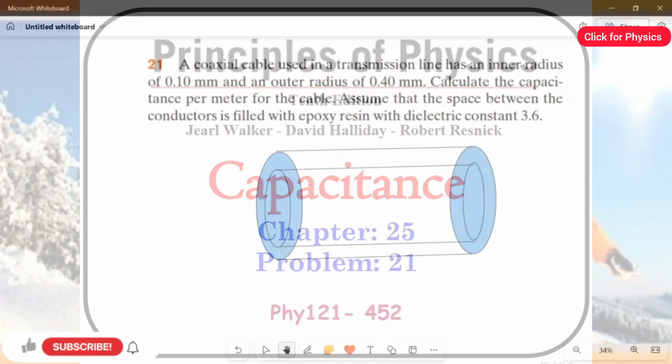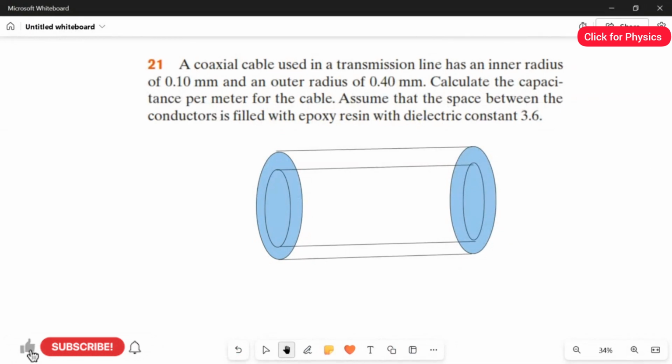Problem 21. A coaxial cable used in the transmission line has an inner radius of 0.1 millimeter and an outer radius of 0.4 millimeter. Calculate the capacitance per meter for the cable. Assume that the space between the conductors is filled with epoxy resin with a dielectric constant of 3.6. So here we have to see the diagram.